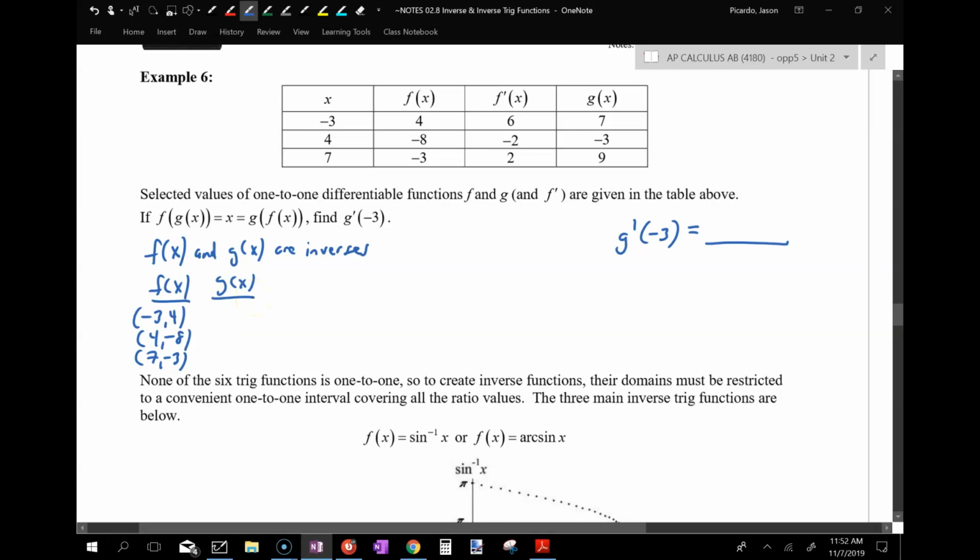Well, what does it say about g of x? It says on g of x is the point -3, 7, and what? 4, -3, and what? 7, 9.